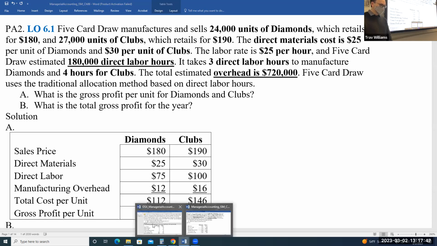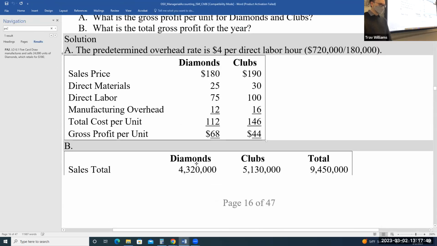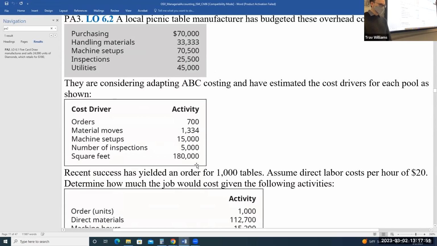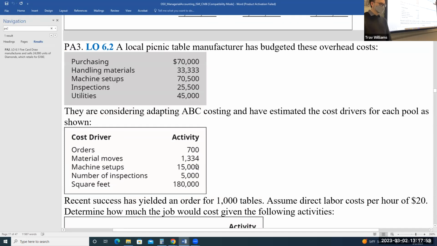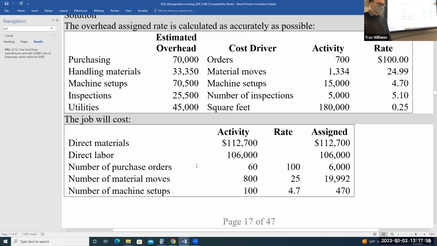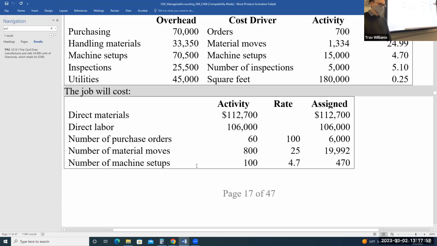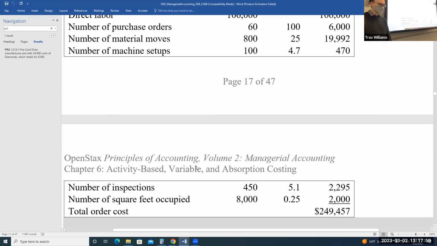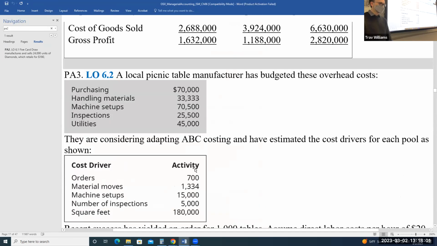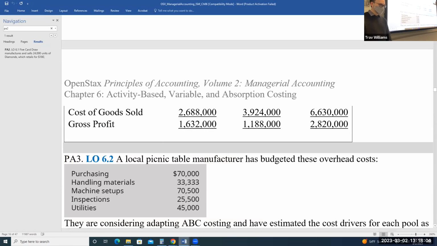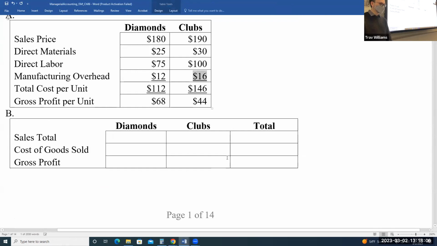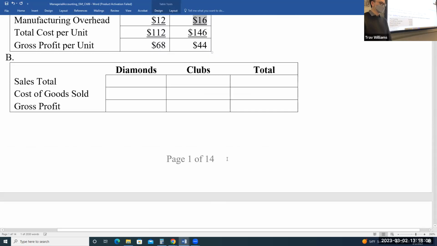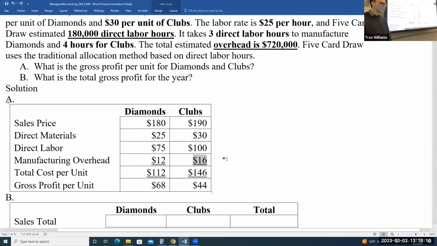So since I did number 3 already, this was the 1,000 picnic tables. Yeah, so we went through that the other day. Did we already do the second part to number 2? B? Oh, did I miss something? Let's see. Oh, maybe I did. Oh, we didn't do it. Yeah, sorry. Okay, let's do that.